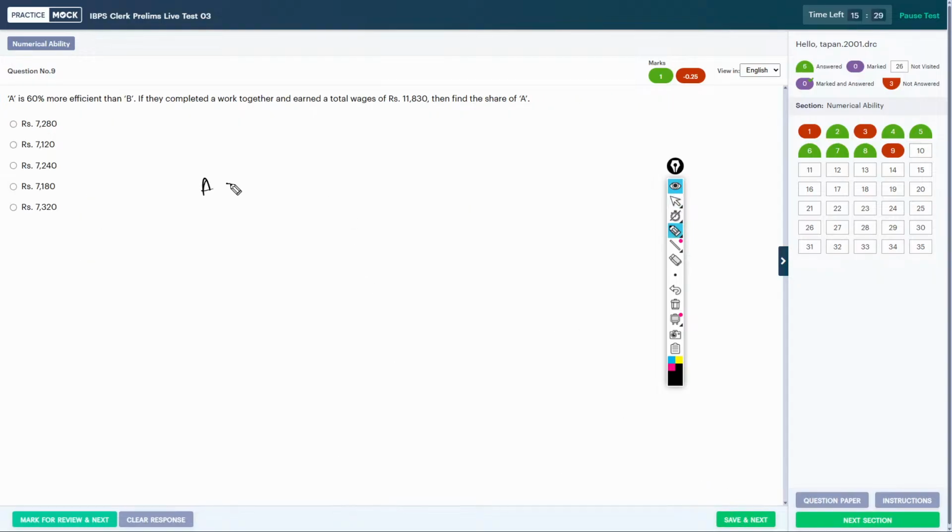A is 60% more efficient than B. So the efficiency ratio is 5 to 8. If they completed work together and earned a total wage of this, share of A is a multiple of 8. Okay, 8 by 13 into 1183. So 9 times 1171391 into 8. So 7 to 8.